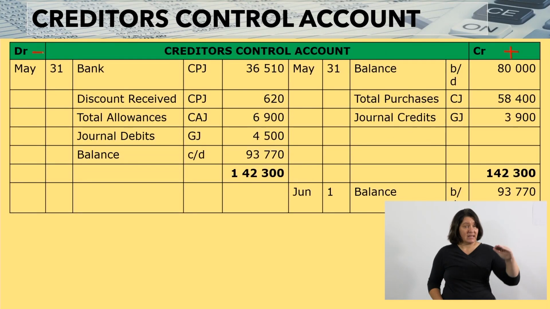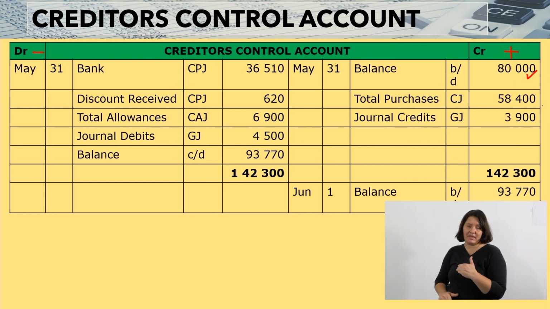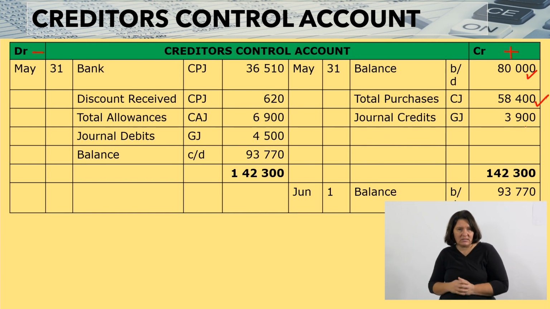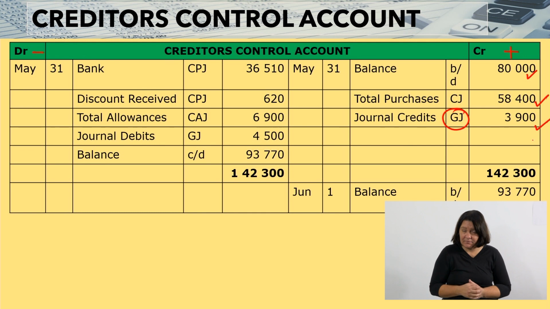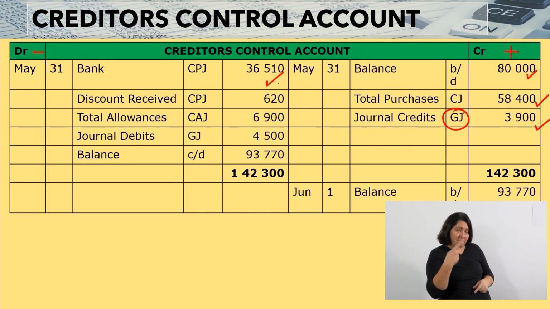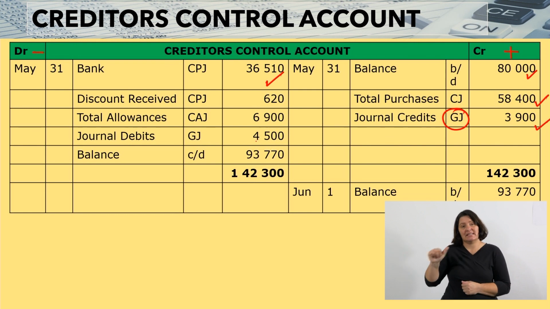We will now look at a complete creditors control account. On the credit side, it increases. On the debit side, it decreases. We started off with a balance of 80,000. That is what we were owing from the previous month. However, we purchased more goods, 58,400. And we have amounts from the GJ. As I've explained, this can also be interest, 3,900. However, we have made payments to our creditors, and the amount is 36,510.